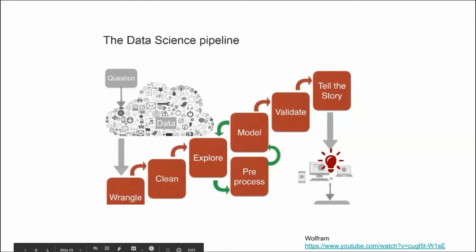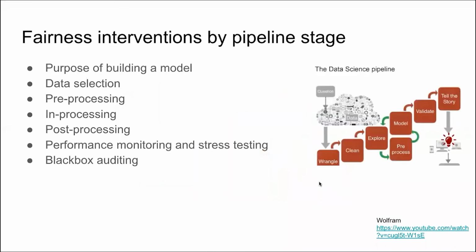Here's Wolfram's version of the data science pipeline, and I want to think about how we intervene around here. My point to you is that at every stage, there are fairness questions we can be asking, from the very formulation of the question, to how we clean and explore the data, to how we build the model and validate it, to how we decide to deploy that model. So, fairness interventions by pipeline stage.